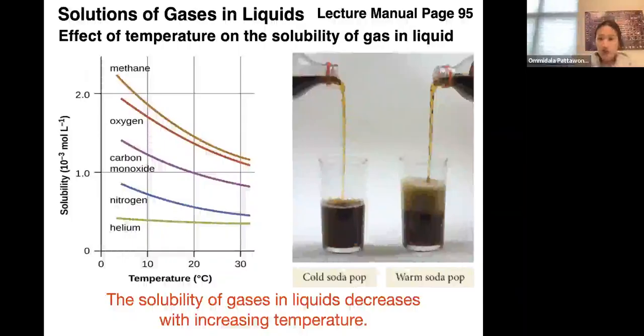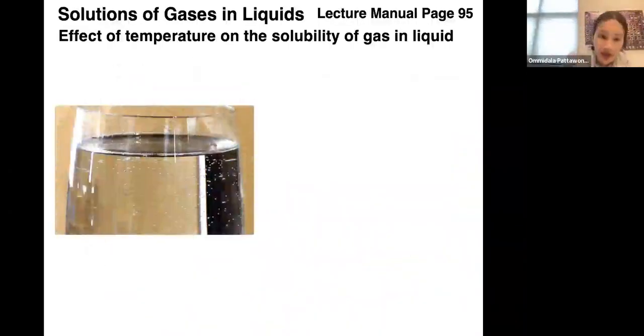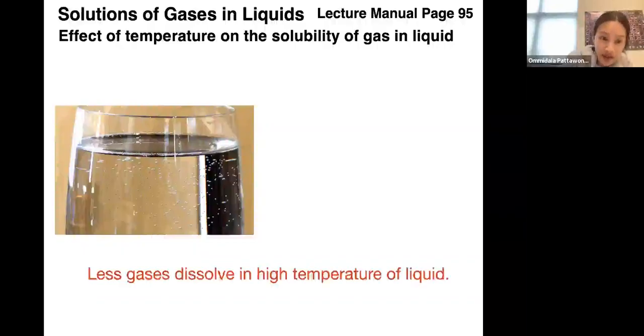So this makes sense, right? If you're looking at a carbonated beverage, for example, if you pour soda pop at a higher temperature or at a warm temperature, you are going to observe that it's going to bubble out carbon dioxide more than at a cold temperature, right? Because at warm temperature, gas will not be able to dissolve in liquid well. Same thing if you put cold water in a glass and leave it at room temperature, you are going to see that gas is able to dissolve in liquid less, as it bubbles out.